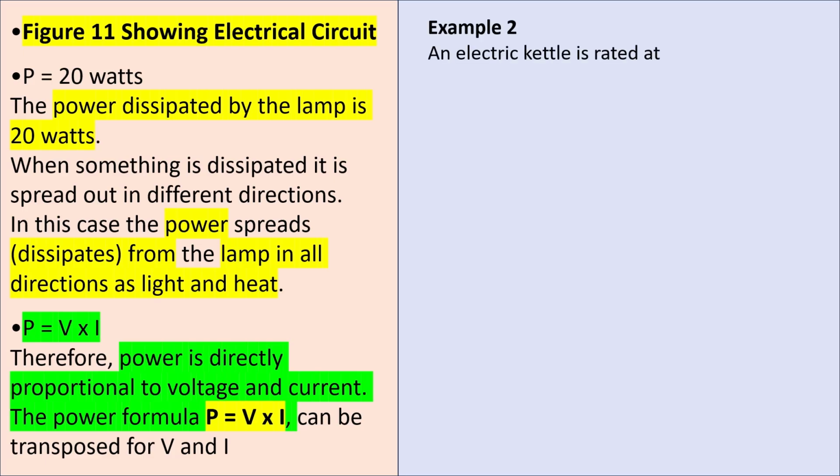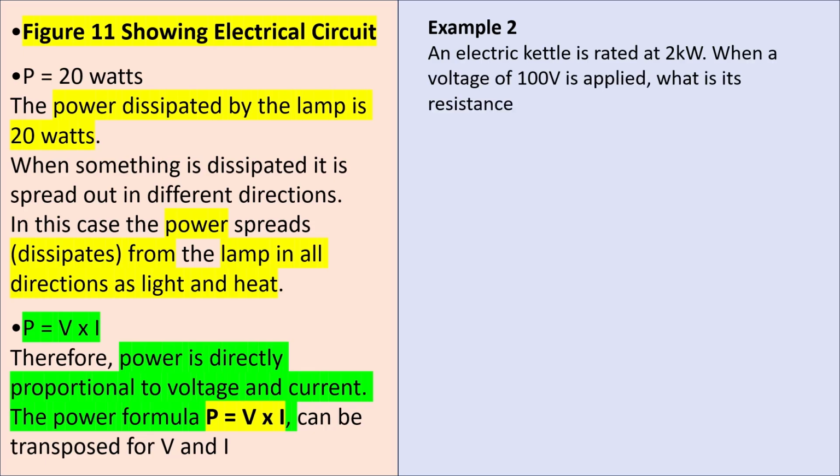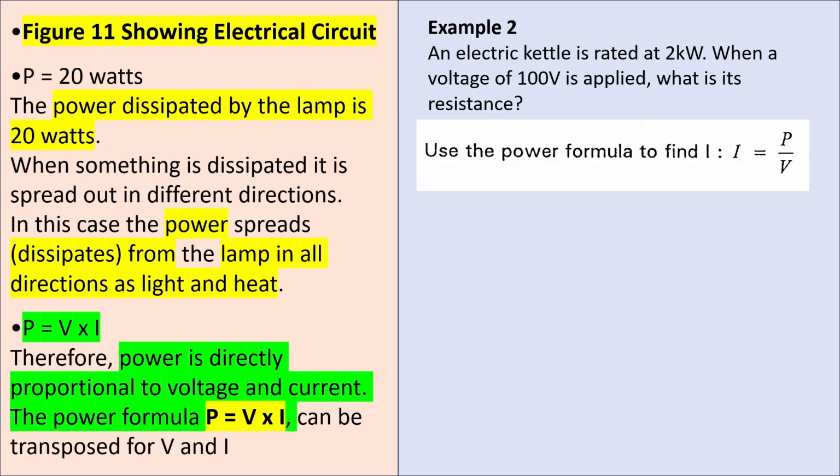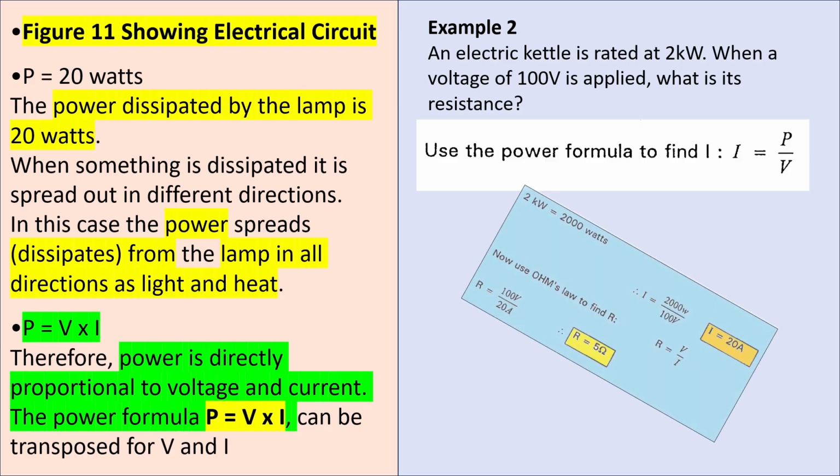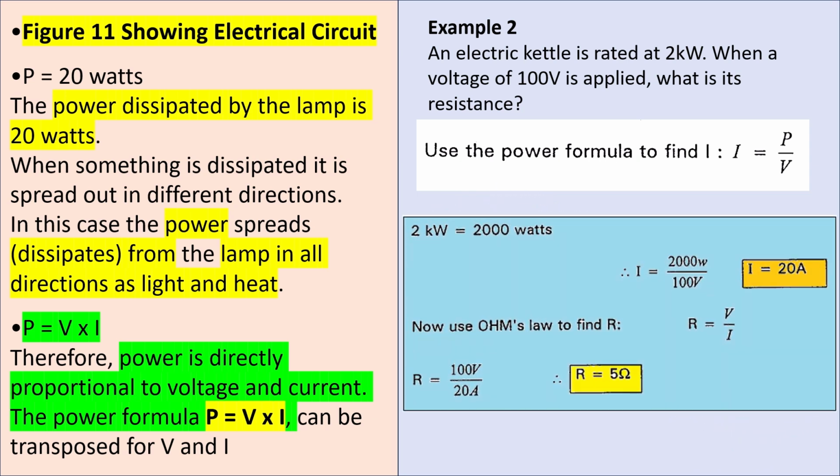Example 2. An electric kettle is rated at 2 kilowatts. When a voltage of 100 volt is applied, what is its resistance? Use the power formula to find I. I is equal to P over V. Therefore, 2 kilowatts is equal to 2000 watts. Therefore, I is equal to 2000 watts over 100 volts. I will then be 20 amps.